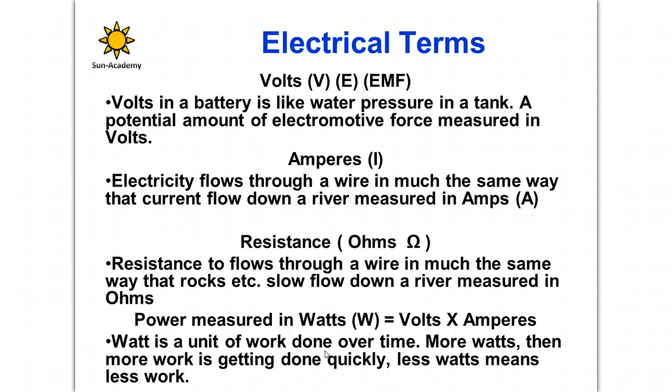Power, measured in watts, is equal to voltage, volts, times your amperage, or amps. A watt is a unit of work done over time. More watts means more work is getting done quickly. Fewer watts means less work.